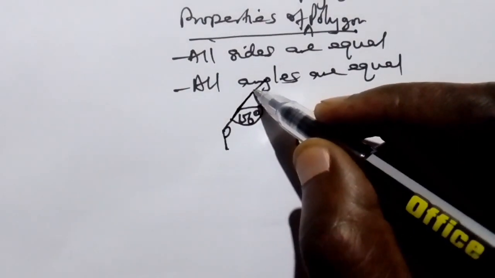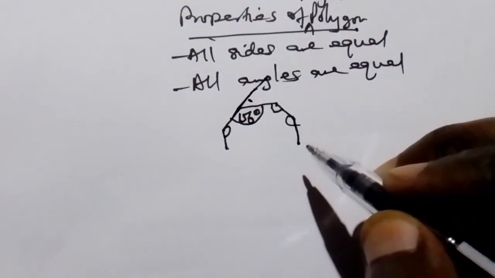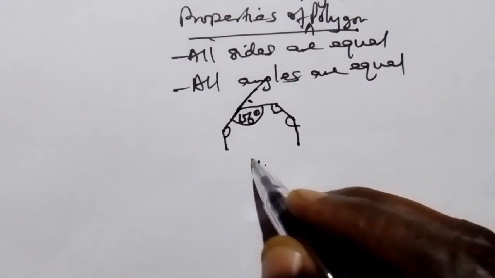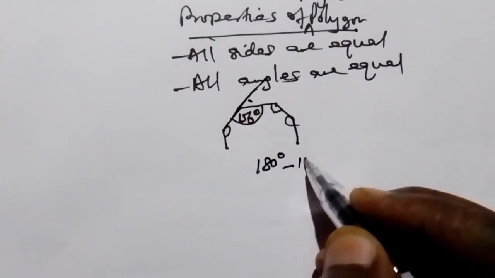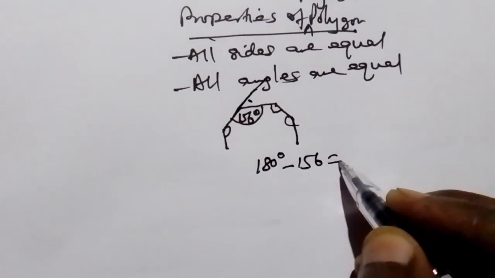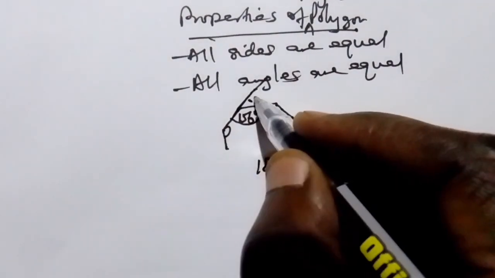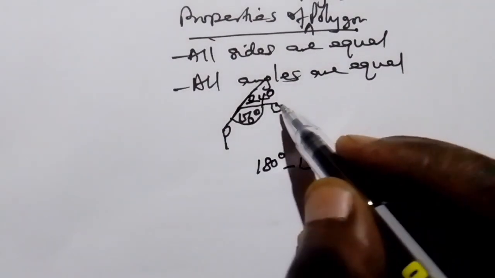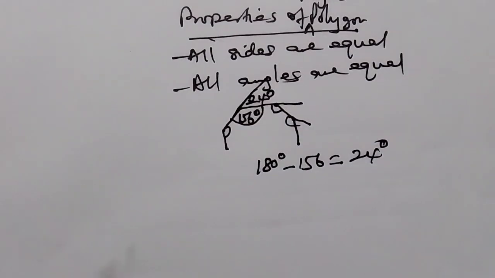This is a straight line. We can find the exterior angle, that is this angle here, by subtracting 156 from 180 degrees, and that is giving us 24 degrees. So the exterior angle is 24 degrees. We can also extend this one 24 degrees, and the other one 24 degrees.